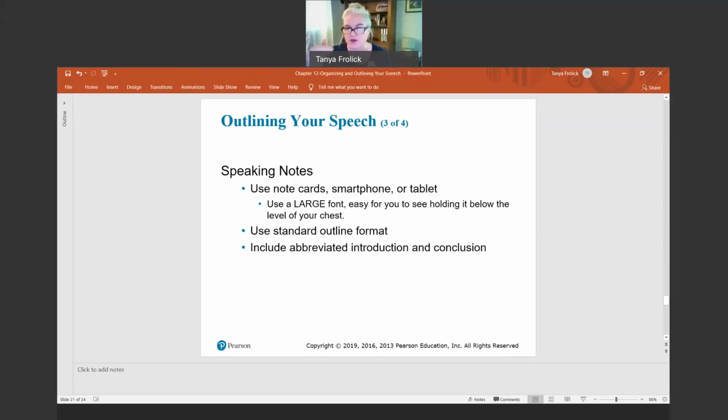This is what you're turning in to me. It's one page, no more than one page. Don't hold papers in front of the audience because then they get lost. It's distracting to the audience, okay? You're going to use that same standard outline format. For the intro and conclusion, you're just going to have keywords, maybe a phrase or two to help you remember what you were going to say.